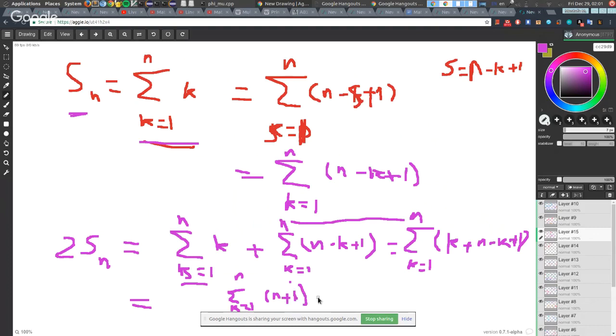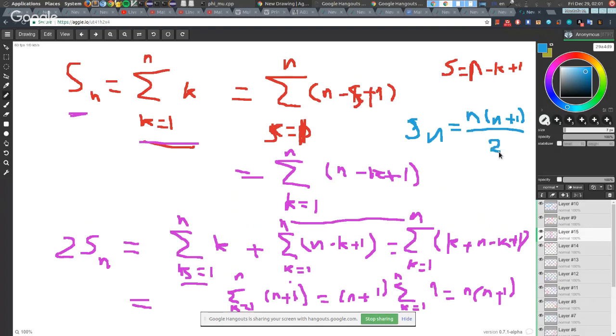So this term is a constant, we can take it outside. So it's the summation from k equal 1 until n of 1, which is basically n times n plus 1. So all of this was 2Sn. Basically, Sn is equal to n times n plus 1 over 2.